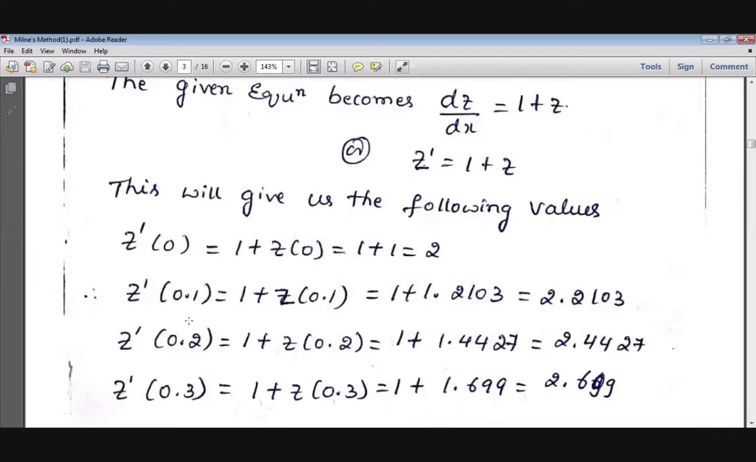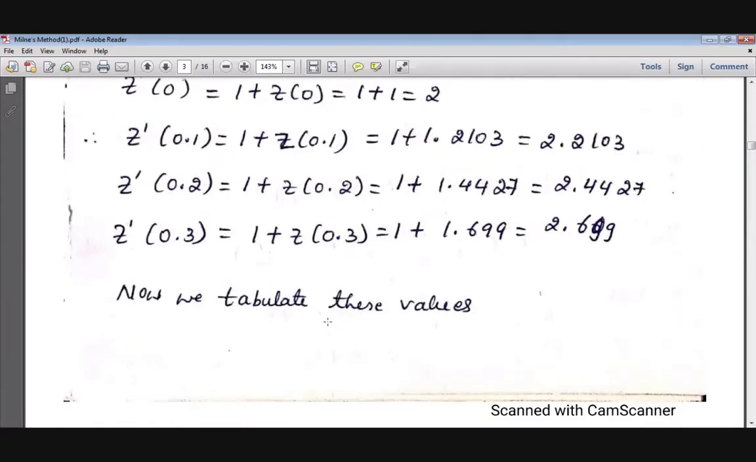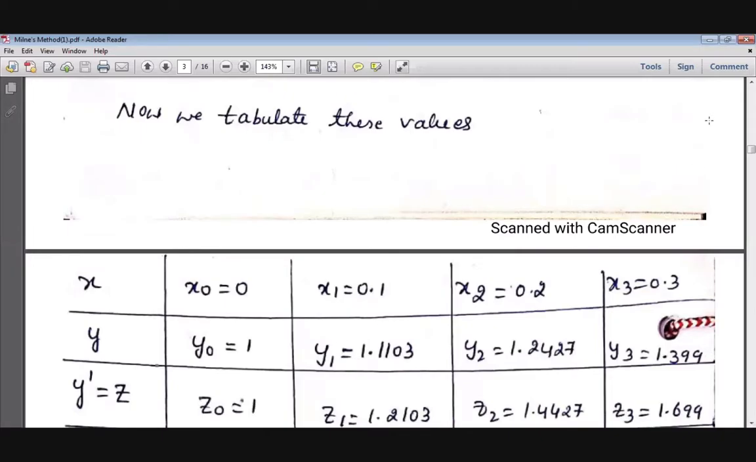Find out z dash of 0, z dash of 0.1, z dash of 0.2, z dash of 0.3. Now we'll rewrite the table again. So x naught value is 0, x1 value is 0.1, x2 value is 0.2, x3 value is 0.3. It is given in the problem itself. This full row is given. This also is given, but in place of y dash we will write z.